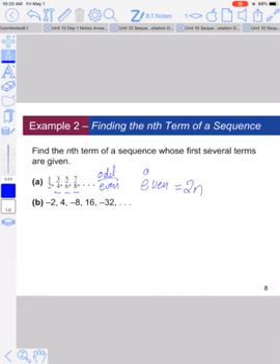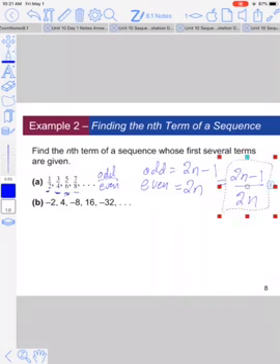An odd number in that case is going to be 2n, and then just subtract 1. So for the first term, if I plug in a 1, 2 times 1 is 2, minus 1 is 1. If I plug in a 2 for the second term, 2 times 2 is 4, minus 1 is 3. If I plug in the third term, 2 times 3 is 6, minus 1 is 5. So my nth term is going to be given by 2n minus 1 over 2n. That's finding the nth term.